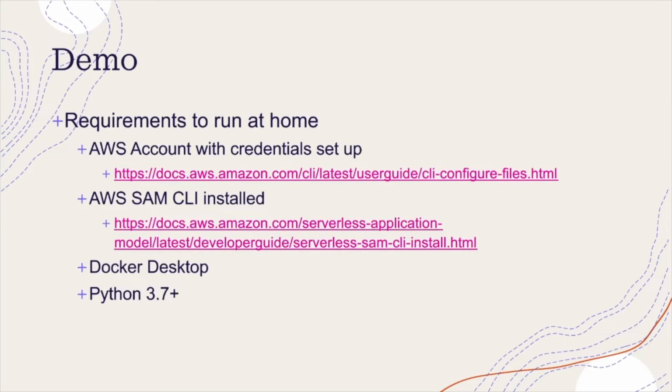Now it's time for the demo. We will be initializing our new SAM project, testing it locally, deploying it to AWS, and then testing it in the cloud after deployment. To follow the demo for yourself, you will need the following things: an AWS account with your credentials set up, the AWS SAM CLI installed, Docker Desktop installed, and Python 3.7 or greater. Amazon no longer supports Python 3.6 or lower versions for Lambda functions. Today we'll be using Python 3.9.